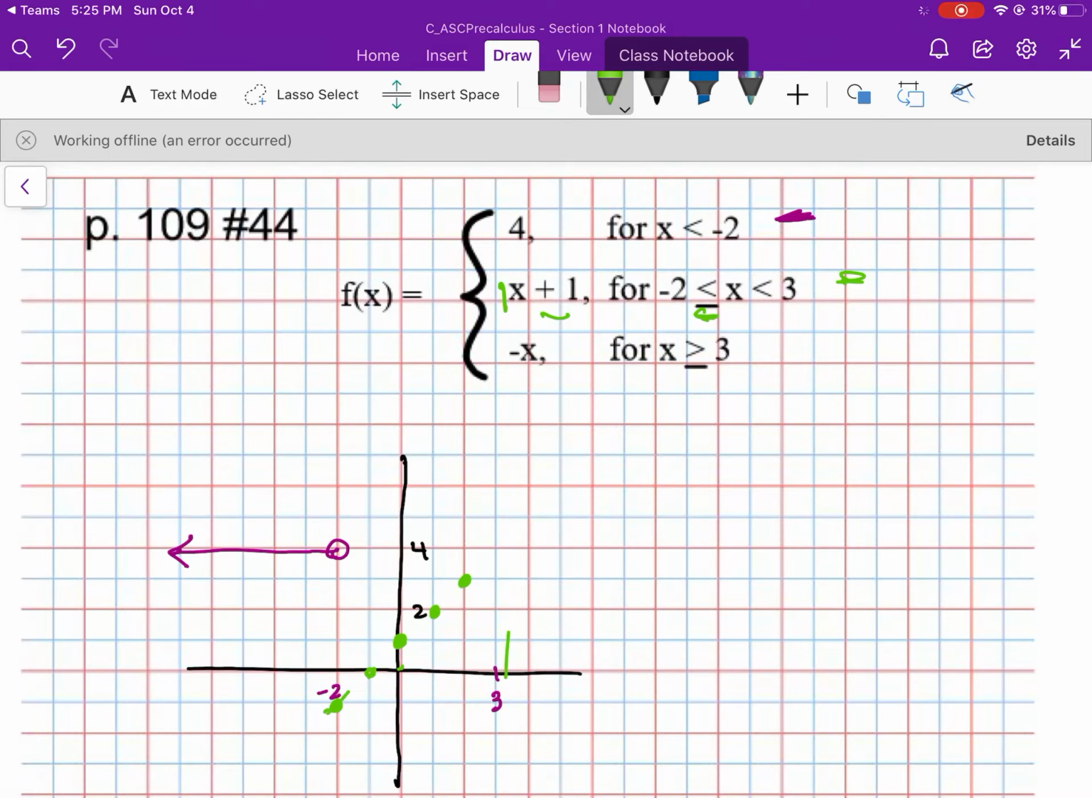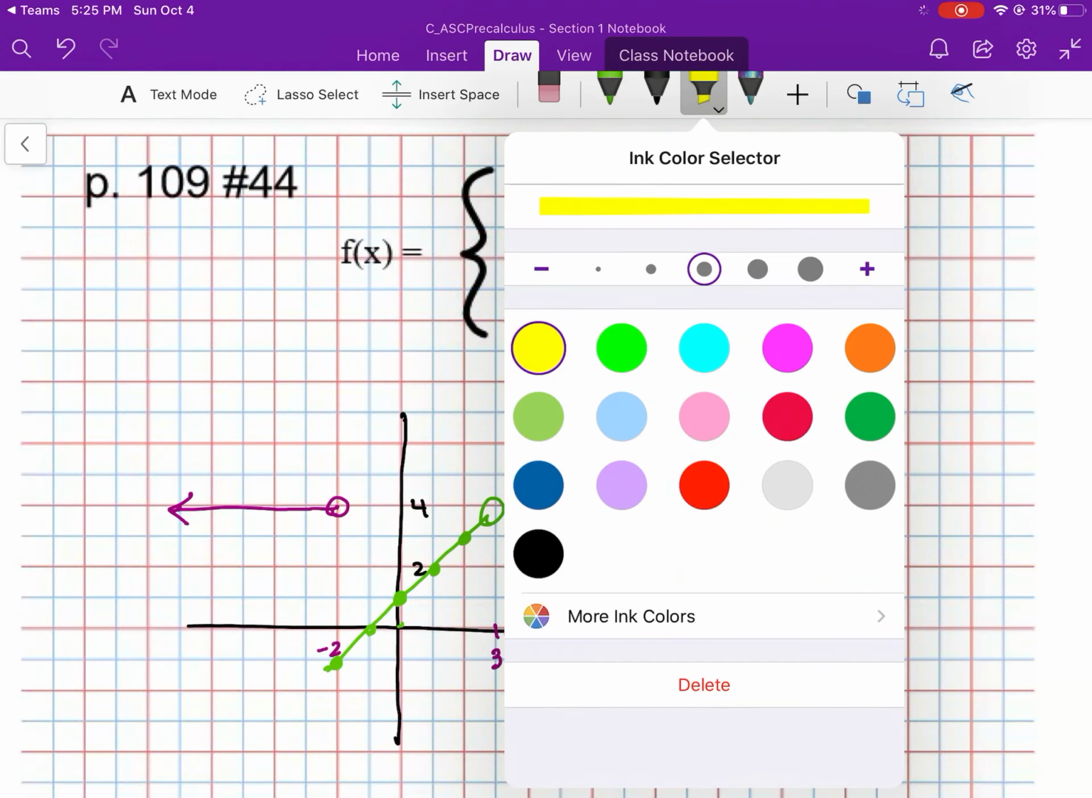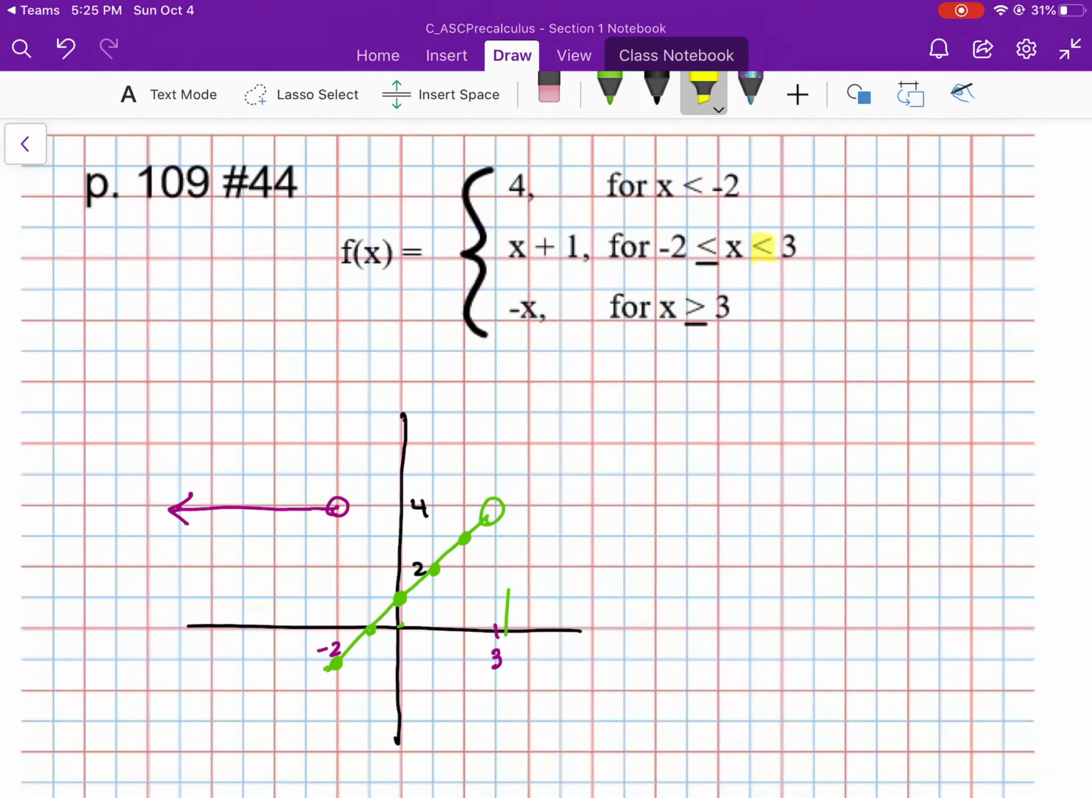So I have that line, and when I get to this point, it should be an open circle because of that, right? That's a terrible color to pick for a highlighter. Who picks that color? I don't know. So open circle, closed circle. Got that. All right, now it's -x whenever x is greater than or equal to 3.